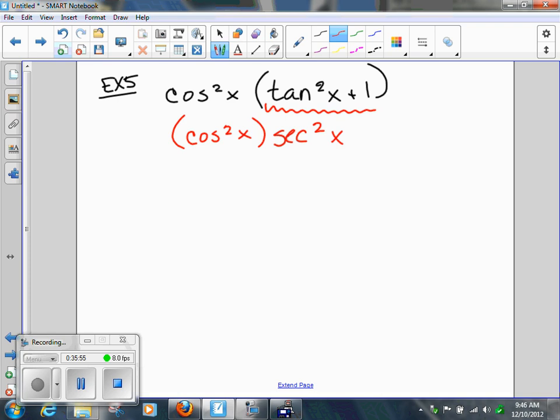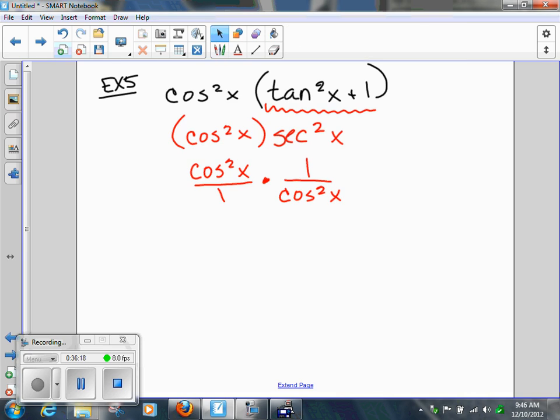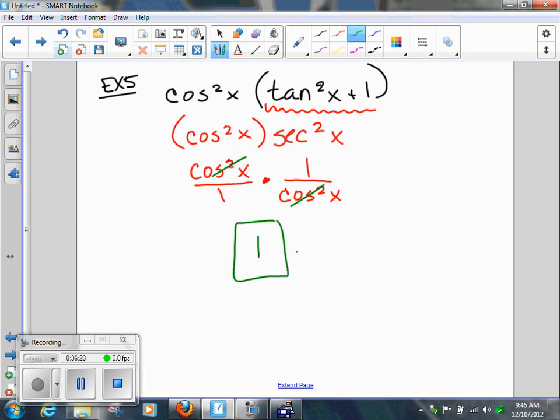Can I rewrite anything? Can I rewrite cosine squared? Are these two related in any way, cosine and secant? How? Ah, here we go. 1 over cosine squared. And now what? How do we start with that and get to a 1?